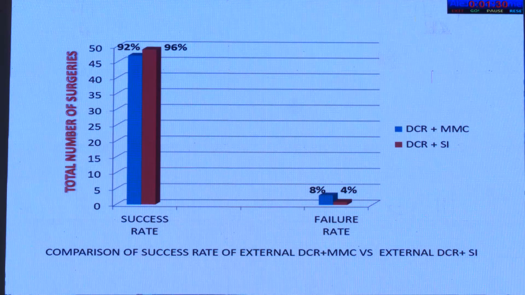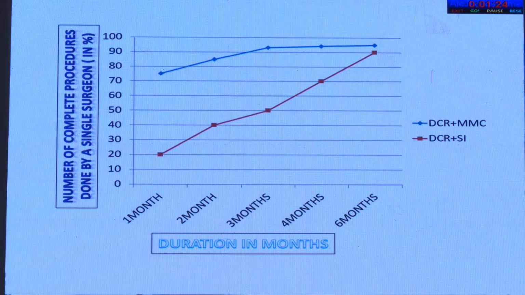The success rate in case of DCR with MMC came out to be 92%, and that with silicone tube came out to be 96%. This is a graph, the learning curve, showing the number of complete procedures done by a single surgeon in months. Here we can see the operation with MMC could be done by the same surgeon within 2 months, whereas it took almost 6 months to learn the surgery involving silicone tube due to its technical difficulties.